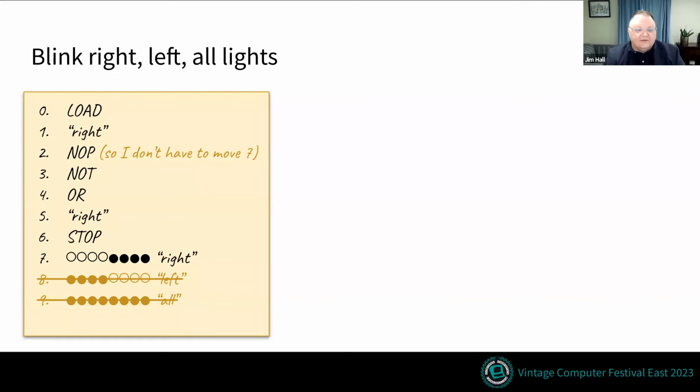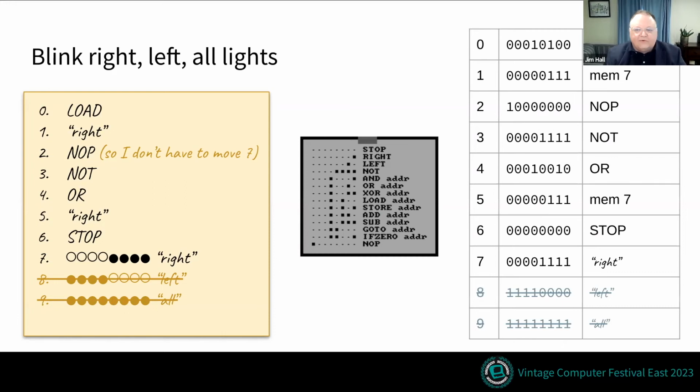If they were on, they're now going to be off. And then I can do an OR with the right-hand side of the accumulator, and that will light all of the lights up, and then I can stop the program. And because I'm lazy, this is where the NOP instruction comes handy. I'm going to put a NOP on instruction 2, and that way I don't have to move any of the memory locations around. I can just still load from memory location 7. But you'll note that now I don't need to load 8 and 9 anymore. And so this is what that program looks like.